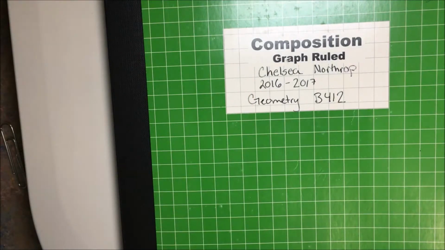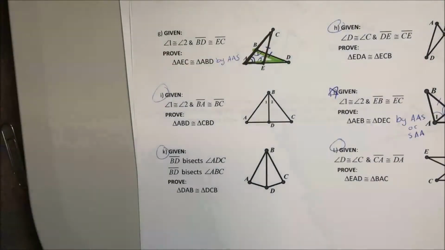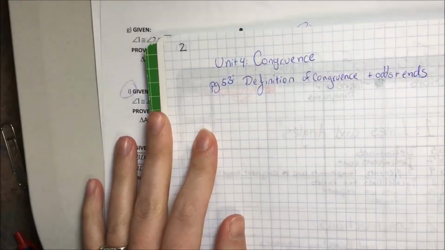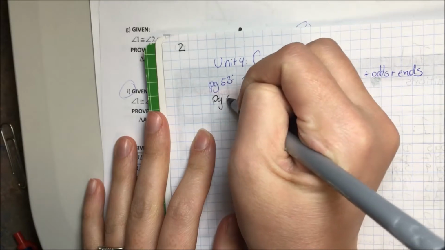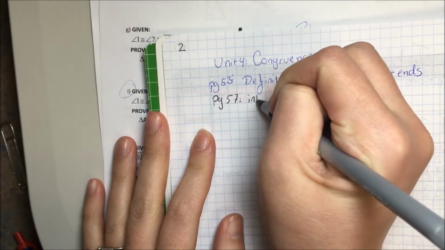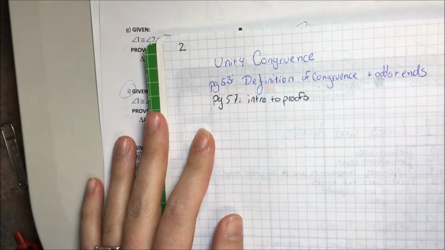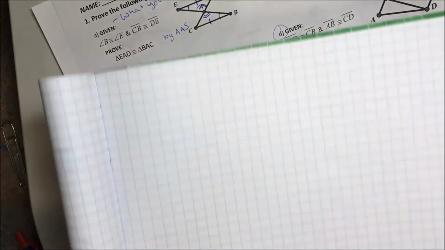So I want to make sure these notes stay pretty short, but I want to give you as best of an introduction as I can to proofs. So on page 57, we're going to do intro to proofs. So let's look at page 57 on 1130.